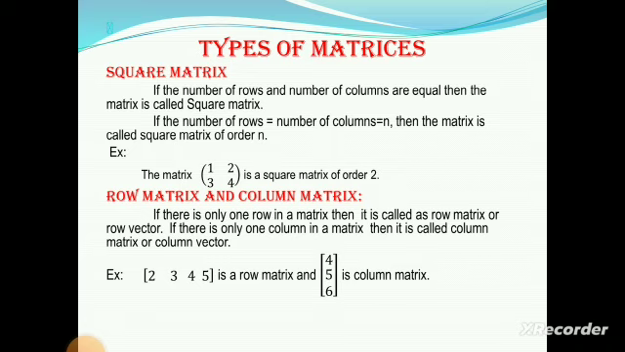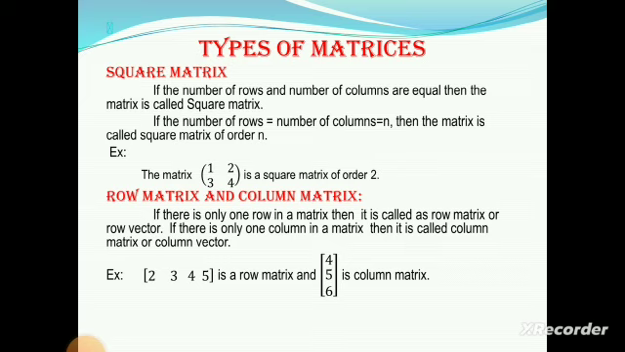That is, if the number of rows is m and the number of columns is equal to n, so both are n, then the matrix is called a square matrix of order n. We can have an example here. Here we can see the matrix has two rows and two columns. So this is a square matrix of order 2.